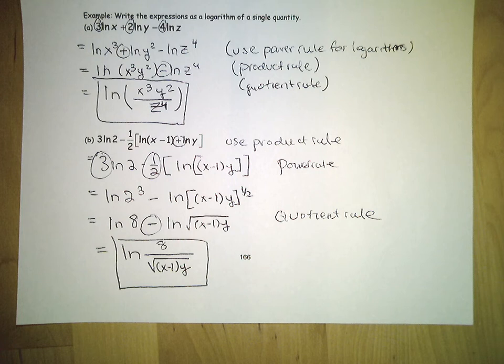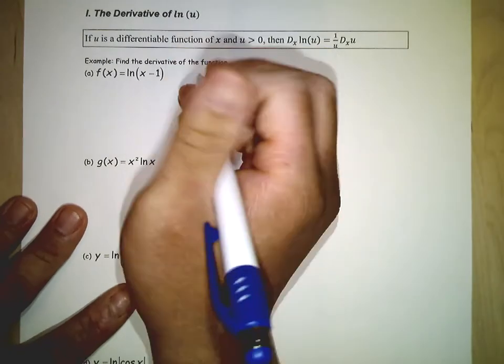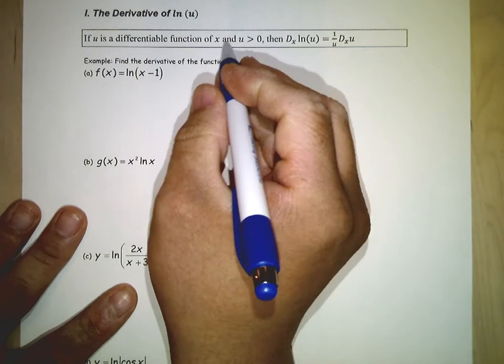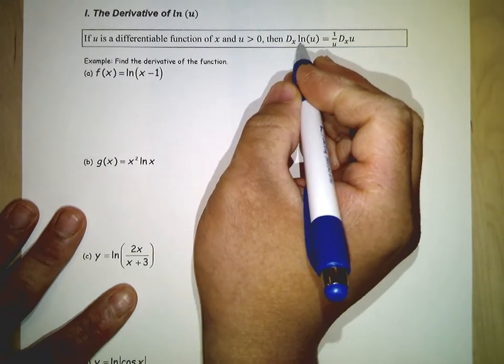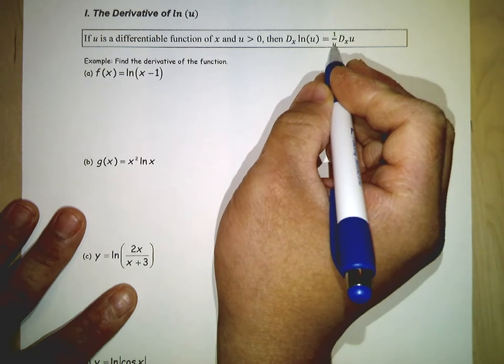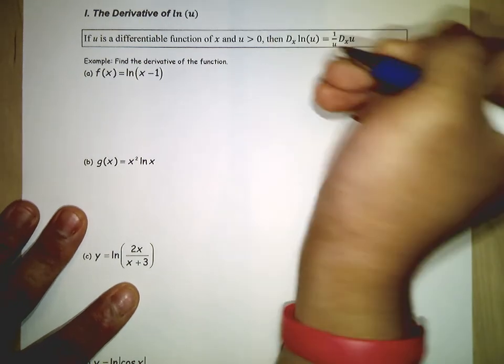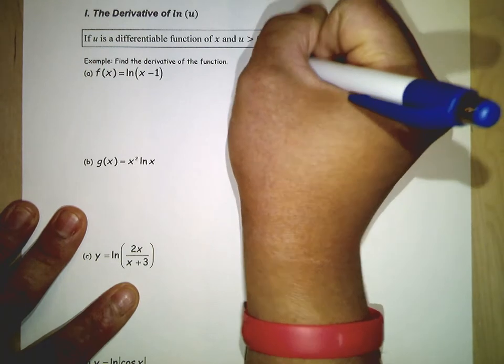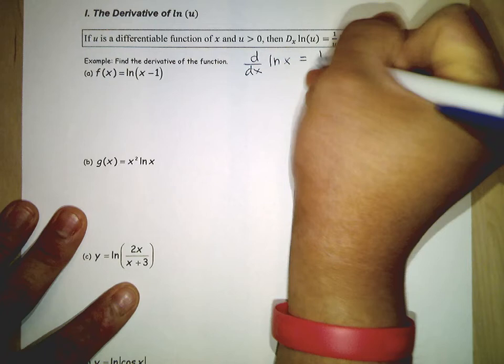All right, so now it is time for the derivative of the natural logarithmic function. So the natural log of u. If u is a differentiable function of x and u is greater than 0, then the derivative with respect to x of the natural log of u is 1 over u times the derivative of u with respect to x. So in other words, if u was just equal to x, then d/dx of the natural log of x is 1 over x.